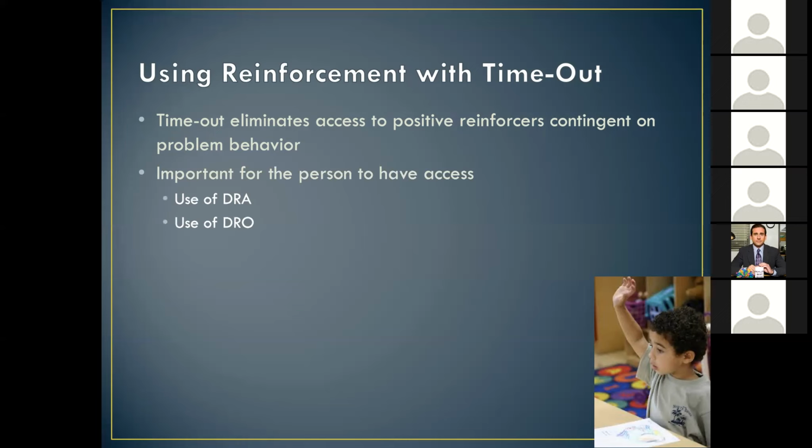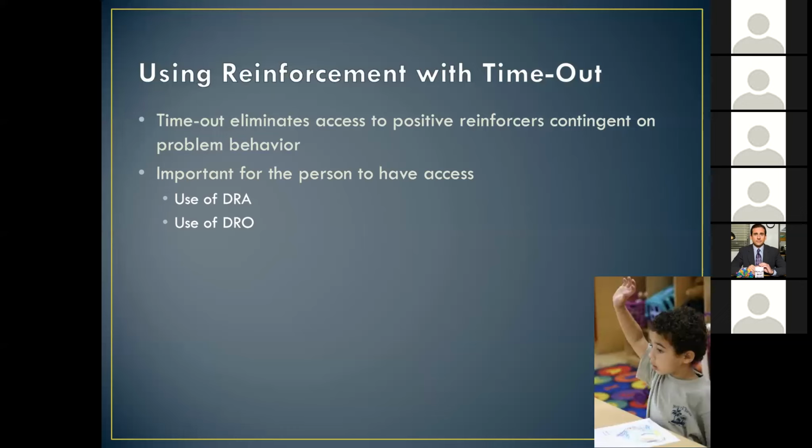So like I mentioned earlier, you could use timeout as a way to decrease the problem behavior, but still be focusing on teaching an appropriate response, either using DRA or DRO. So let's say a kid is playing with the other kids in the classroom and then maybe engages in some sort of disruptive behavior. You can take the kid away from the classroom, right? And say, okay, now you're in timeout, as a way of reducing that problem behavior. But it will be important to teach the kid how to interact with the other kids.